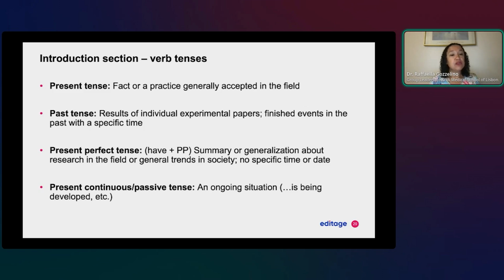But then you might also want to use the present perfect tense, so the verb have plus the past participle, to summarize and generalize about research in the field or general trends that still stand in society, because you don't give a specific time or date. But there is also the present continuous or passive tense, which refers to an ongoing situation. Like, for instance, is being developed, is being conducted, is being studied, is something that is still going on, right?